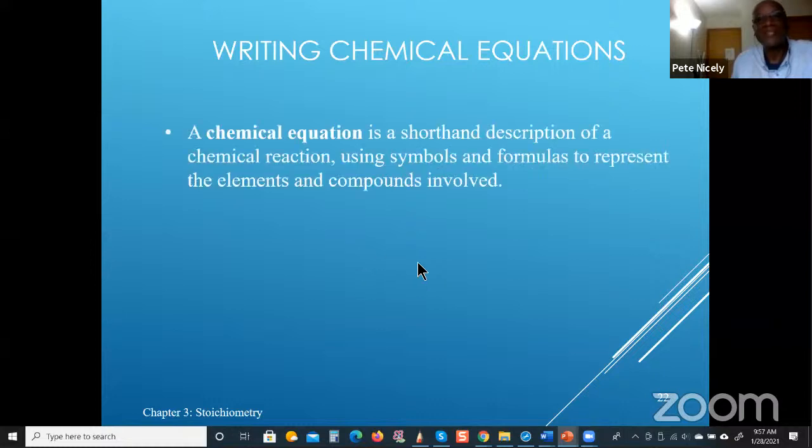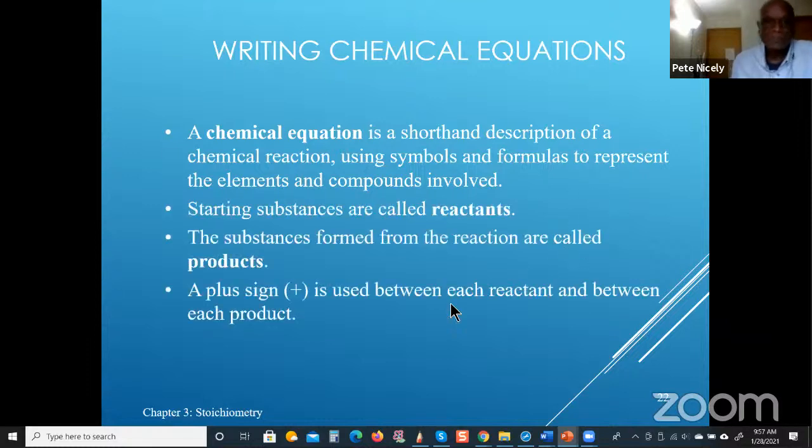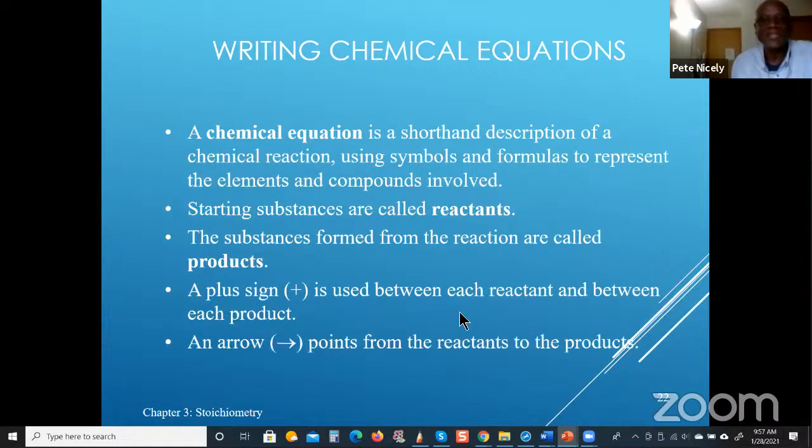When you're writing a chemical equation, you use the chemical formulas representing the different substances involved as reactants or products. In addition to the chemical symbols, we use other symbolism, such as a plus sign, which separates the symbols for the reactants and products on either side of the equation. We use the arrow to indicate that the reactants are at the beginning of the arrow and the products are on the other side. So the arrow typically points from left to right, with the reactants on the left and the products on the right.